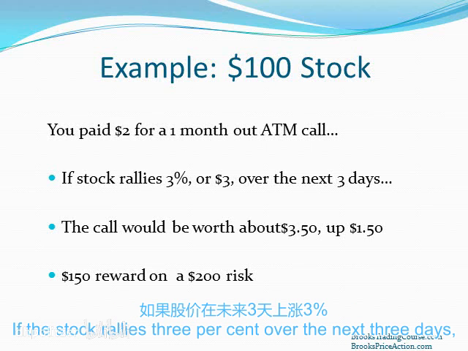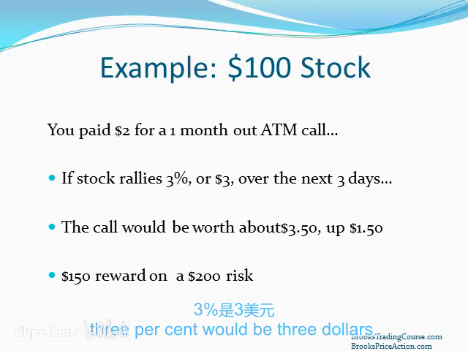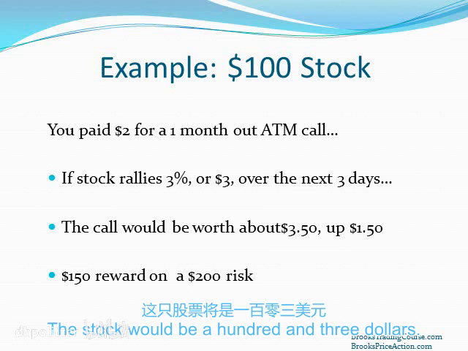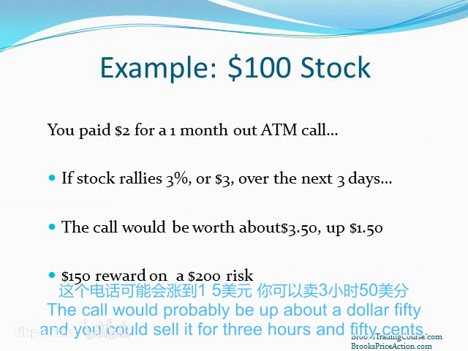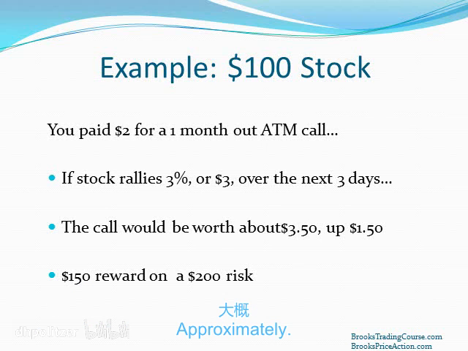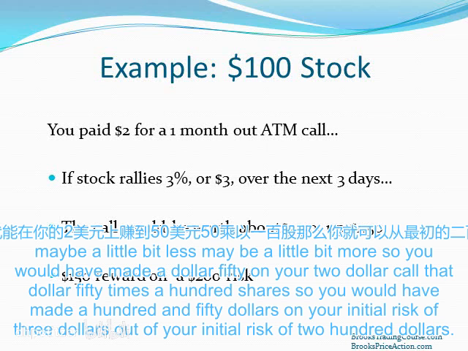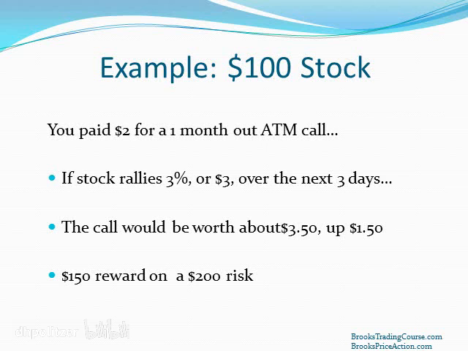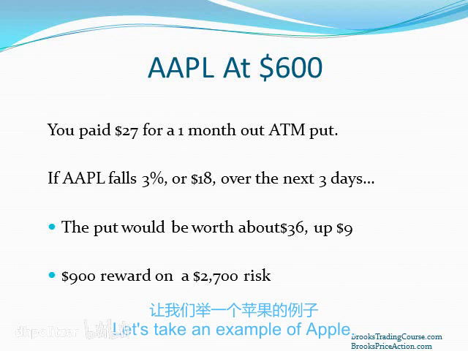If the stock rallies 3% over the next 3 days, 3% would be $3. The stock would be $103. The call would probably be up about $1.50, and you could sell it for $3.50 approximately, maybe a little bit less, maybe a little bit more. So you would have made $1.50 on your $2 call. That $1.50 is times 100 shares, so you would have made $150 on your initial risk of $200.